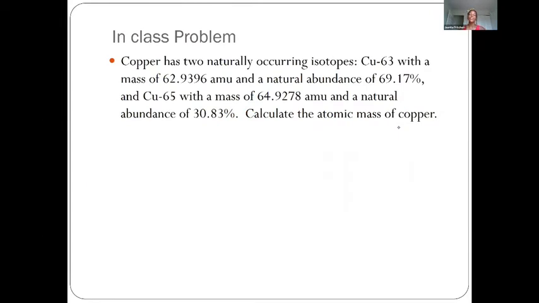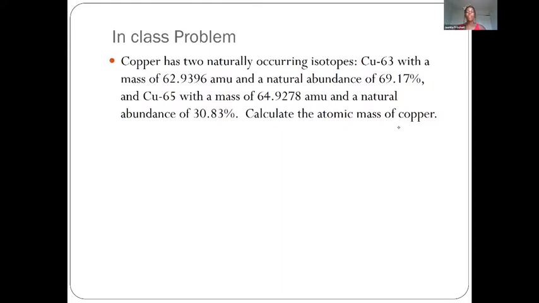It says copper has two naturally occurring isotopes, copper 63 with a mass of 62.9396 AMU, so AMU stands for atomic mass units, and a natural abundance of 69.17%, and copper 65 with a mass of 64.9278 AMUs and a natural abundance of 30.83%. Now for this problem, we're going to be calculating the atomic mass of copper.